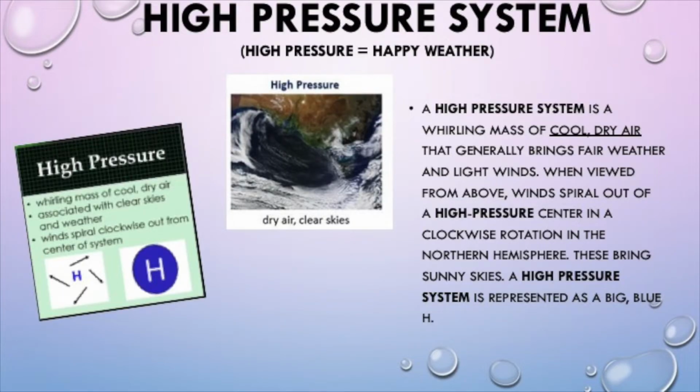High pressure systems are a whirling mass of cool, dry air that generally brings fair weather and light winds when viewed from above. The winds spiral out of the high pressure center in a clockwise rotation in the northern hemisphere. These bring sunny skies. Remember, high pressure is going to be that cooler, drier air. The cooler air is heavier. So high pressure is heavier air. It's going to bring big, blue, pretty skies.